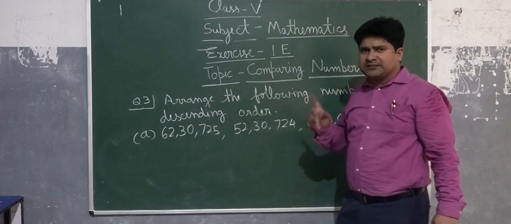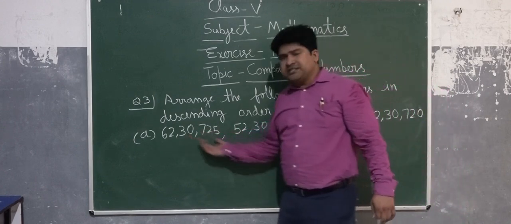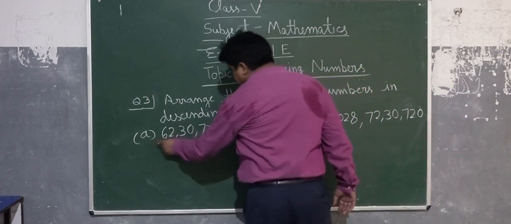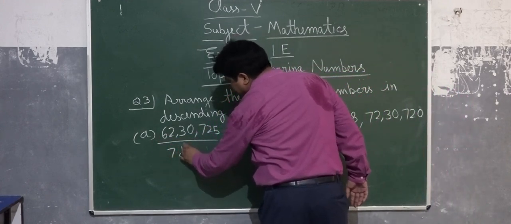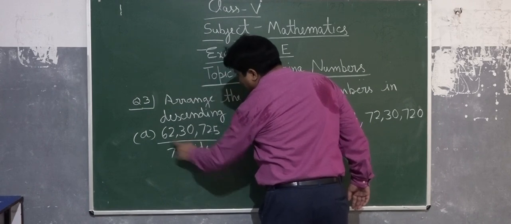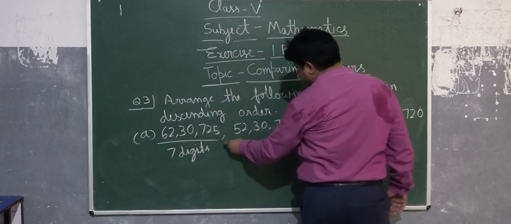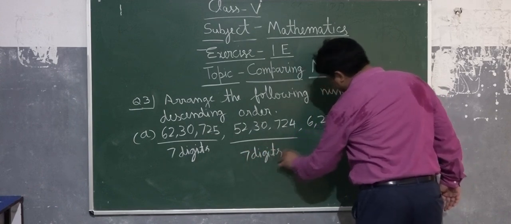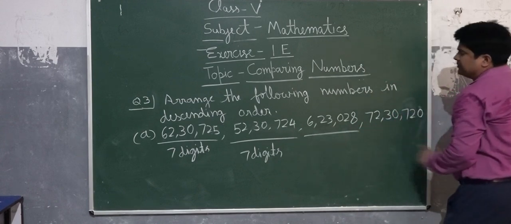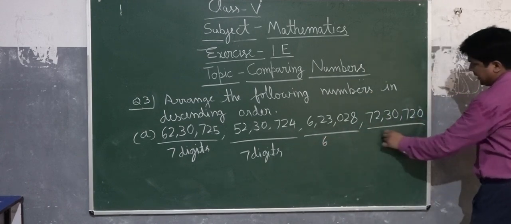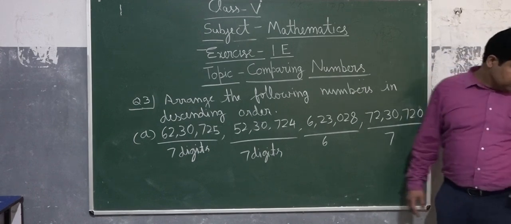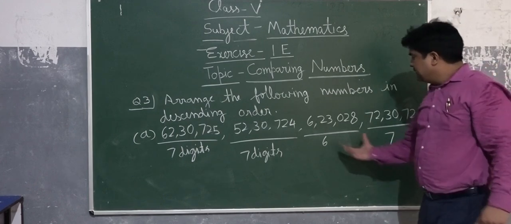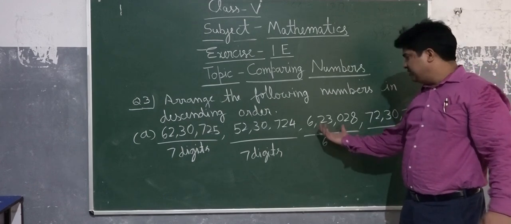First rule is, first of all we will count the digits of all the numerals. This one has 7 digits: 1, 2, 3, 4, 5, 6, 7. It also has 7 digits. And this one has 6 digits. And this has 7 digits. We can easily find which one is smaller, this one is smaller.